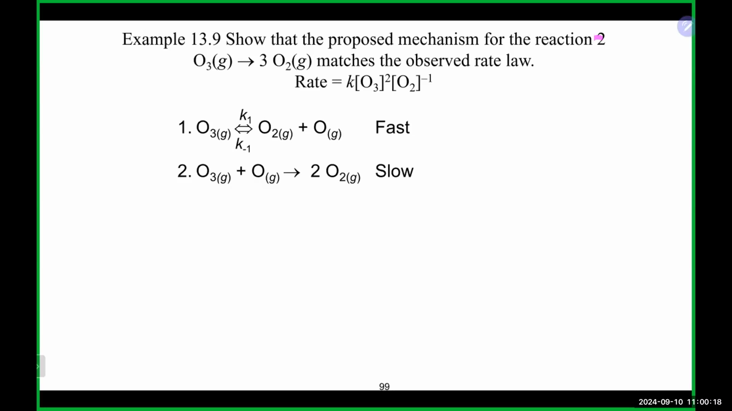Why don't you try this one here? Show that this mechanism for this reaction matches the observed rate law. The two that's up here obviously should be the two over.